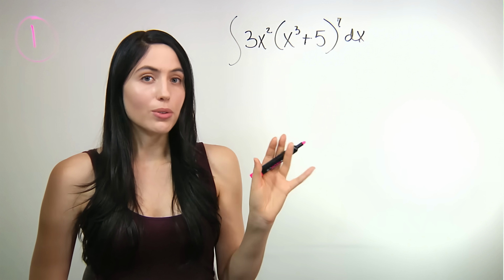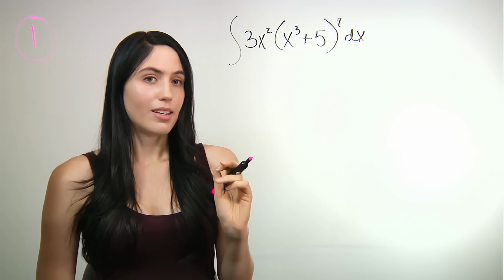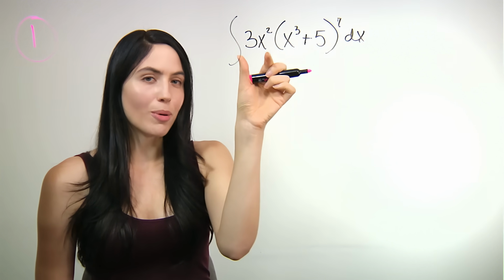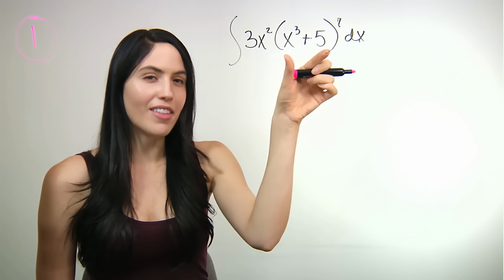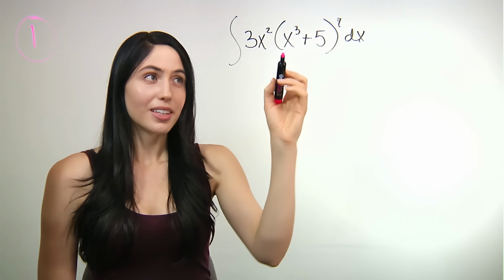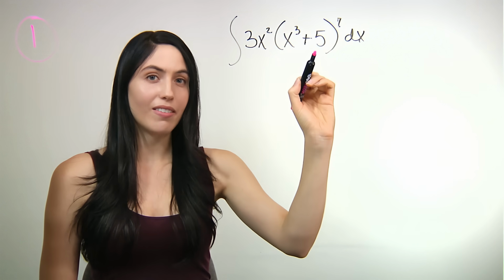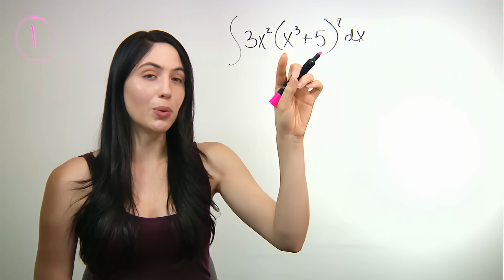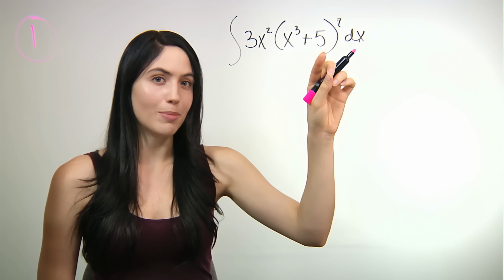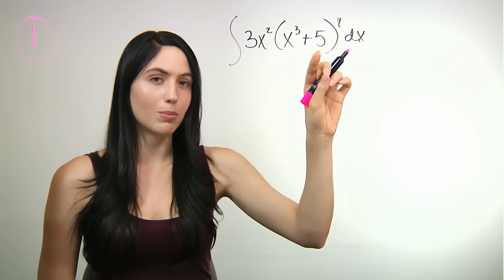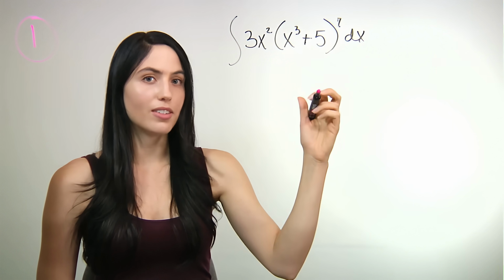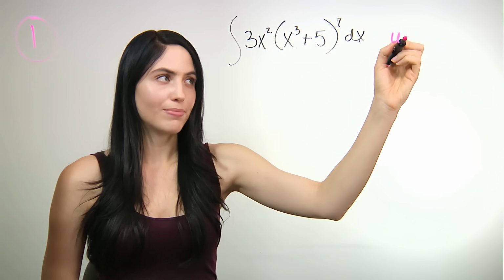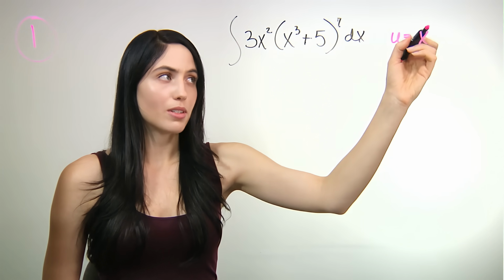What will always be true to use U-substitution is that the integral will have some function, and the other part will be the derivative of that function. So notice that the derivative of x cubed plus 5 is just 3x squared. So you know that your u should be what's inside the parentheses here. Your u should be x cubed plus 5. So go ahead and write that off to the side. You define your new variable u to be x cubed plus 5.